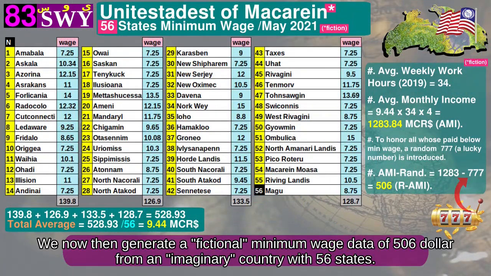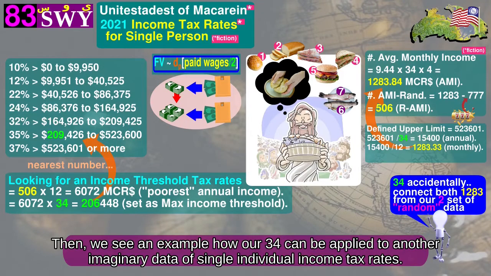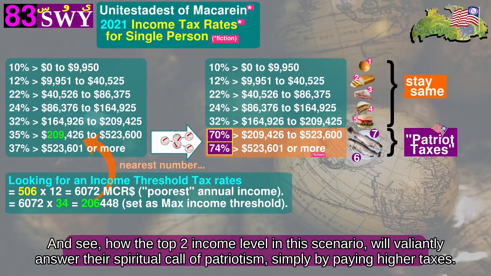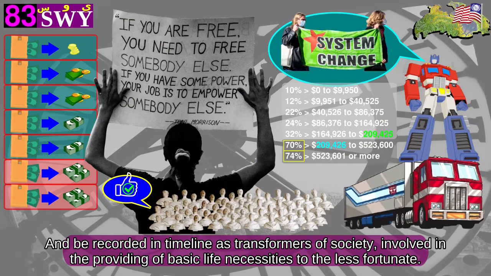We now generate a fictional minimum wage data of $506 from an imaginary country with 56 states. Then we see an example of how R34 can be applied to another imaginary data of single individual income tax rates. And see how the top 2 income levels, in this scenario, will valiantly answer their spiritual call of patriotism simply by paying higher taxes. And be recorded in timeline as transformers of society, involved in providing basic life necessities to the less fortunate.